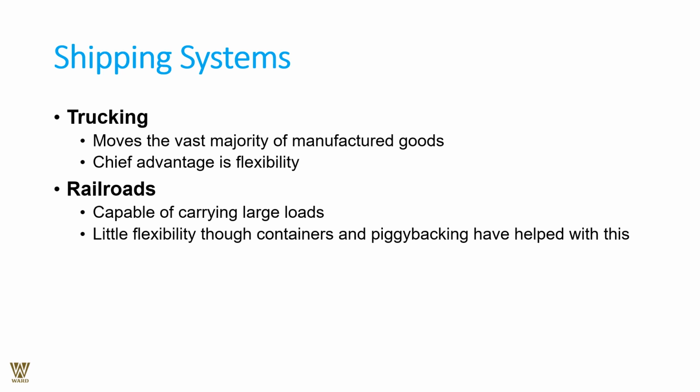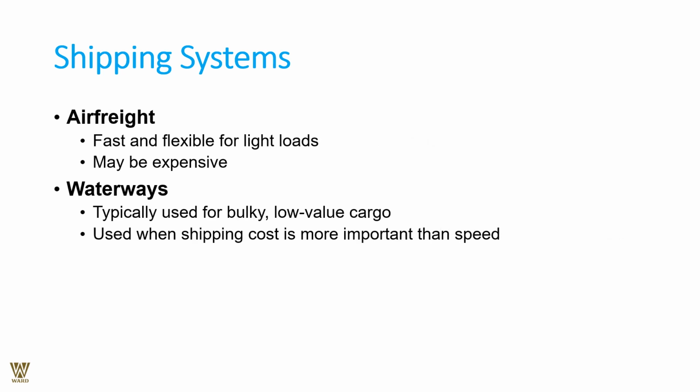Railroads, on the other hand, are capable of carrying huge loads altogether at the same time. What does that mean? The average cost for transporting a load becomes much lower. They are less flexible, but containers and piggybacking help to tap into this. Then we have the other shipping method, air freight. Air freight is extremely fast and extremely flexible, but it is only recommended for lighter loads. It is definitely not recommended for huge transportation.